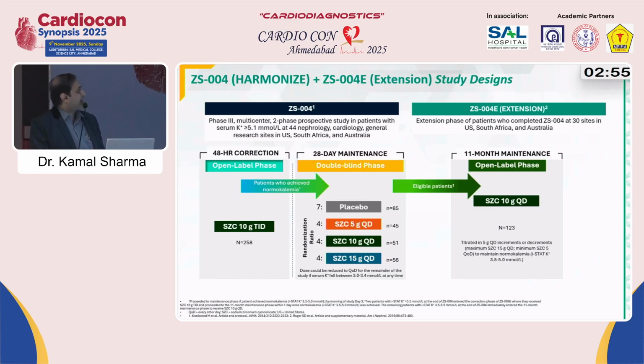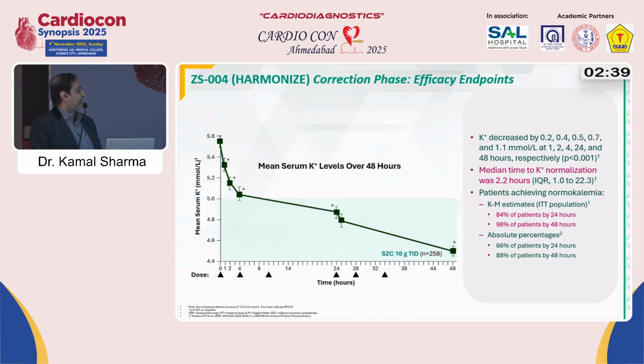The HARMONIZE trial and its HARMONIZE extension trial were open label studies which looked at the therapy beyond a month, including beyond 48 hours and then up to 1 year of maintenance therapy. The placebo group, of course, was a smaller number, and this was patients on 10 grams once a day. What was the potassium level? As you can see, it drops and normalizes at 2.2 hours. Within 2 hours is the median time that the potassium becomes normal.